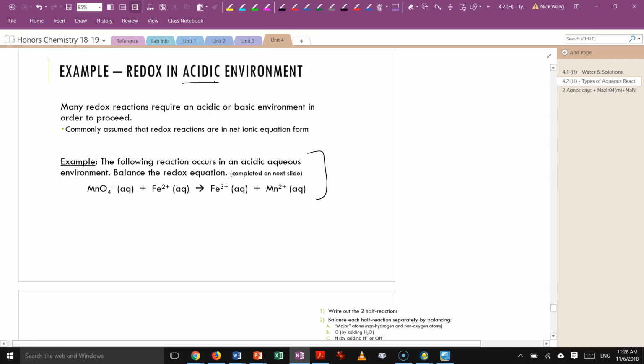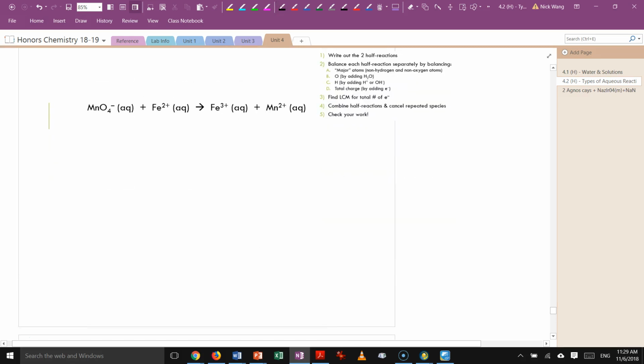One thing I want to mention too, it says commonly assume that all these redox reactions that we do are in net ionic equation form. So anything that's a spectator ion is not included. All right, so let's go and take a look at this prompt.